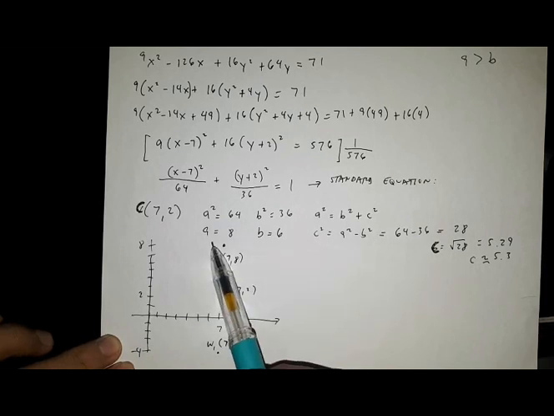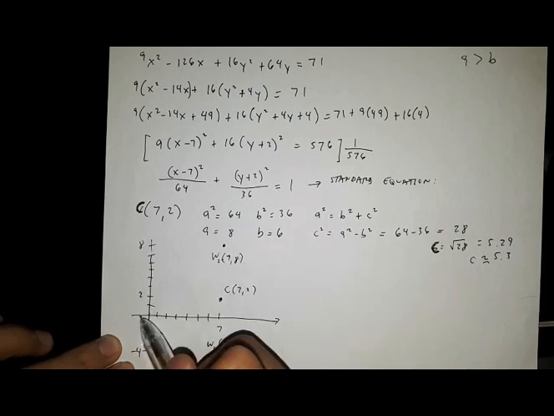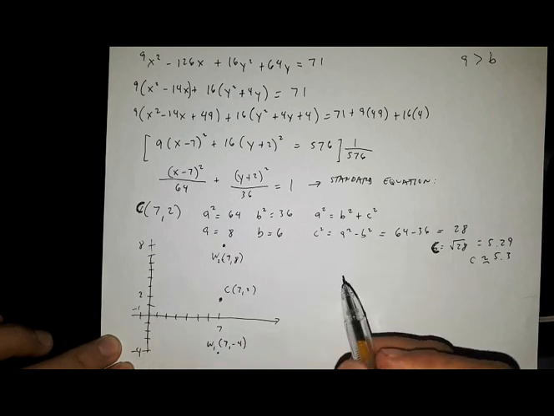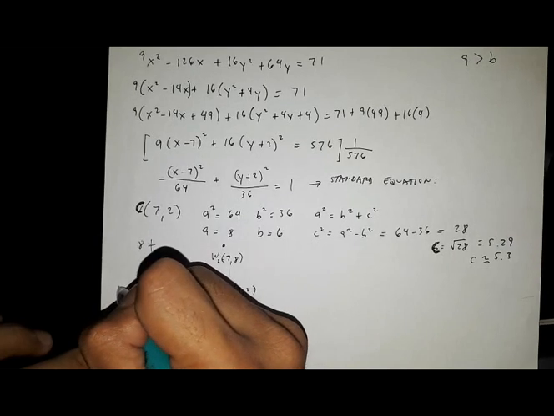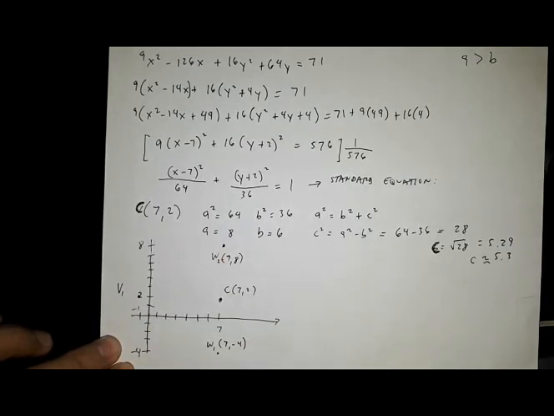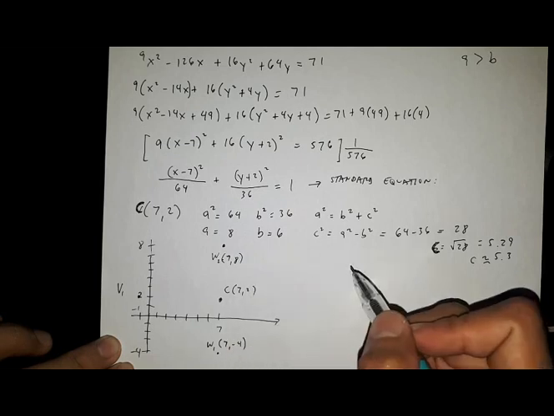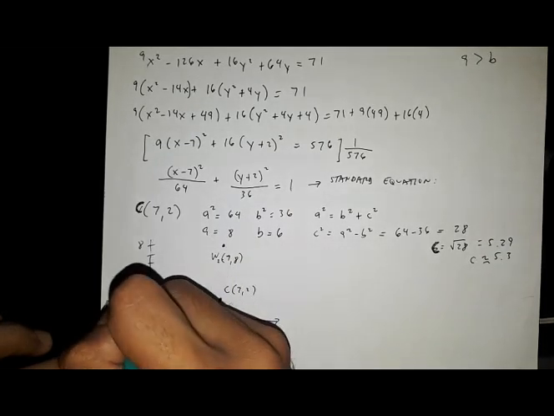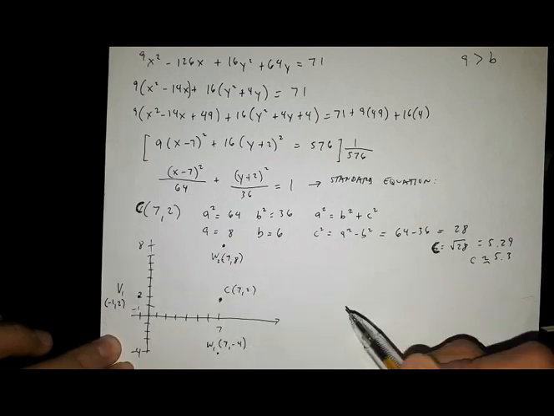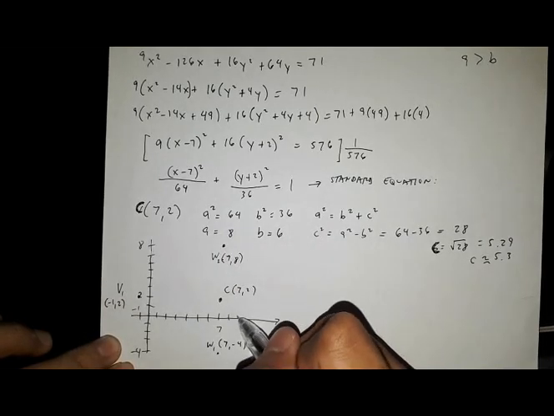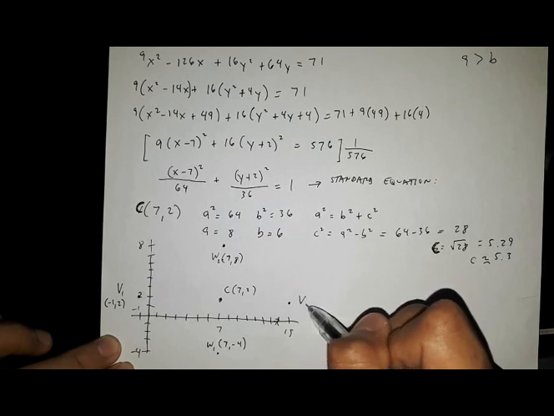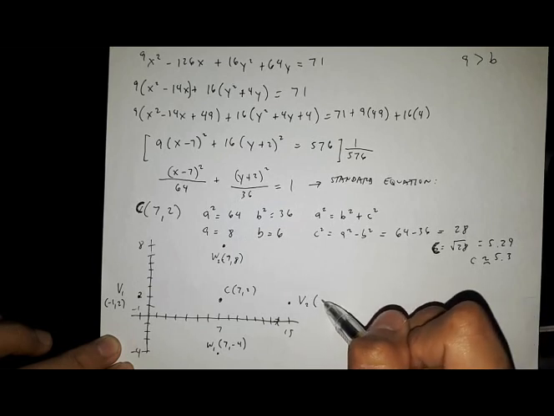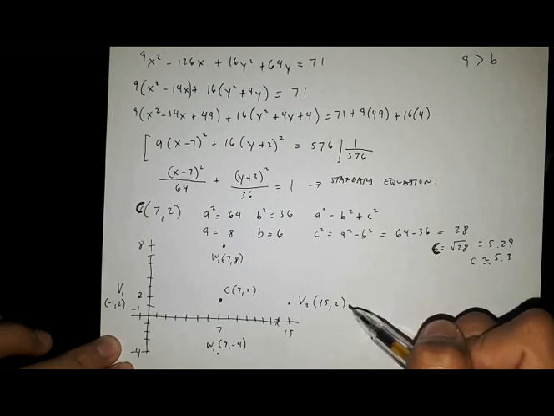So for A, let's count 8. So we have here negative 1. So this is the coordinate of V1. So your V1 has coordinate of negative 1, 2. Let's count 8 here. 1, 2, 3, 4, 5, 6, 7, 8. So this is 15. So your V2 has coordinate of 15, 2.